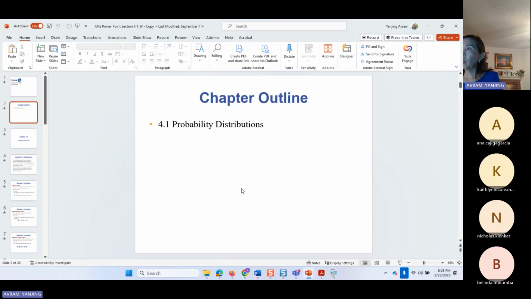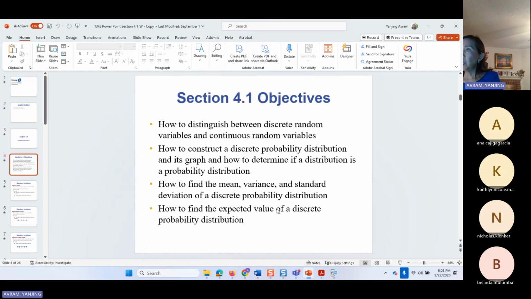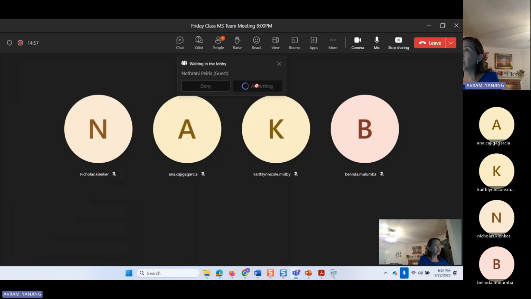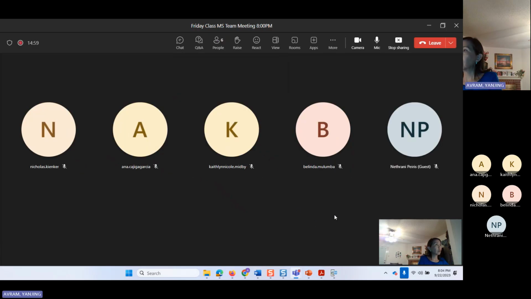Okay, so discrete probability distribution, that means we need to be able to look at what is a discrete random variable and what is a continuous random variable. So 4.1 is about a discrete random variable, or the discrete probability distribution. And then in chapter 5, we're going to talk about continuous probability. Just let me make sure everyone got in.